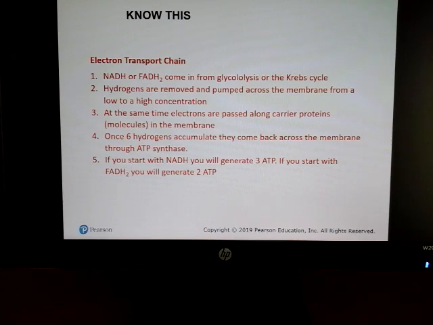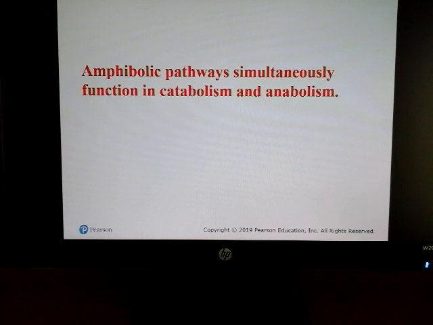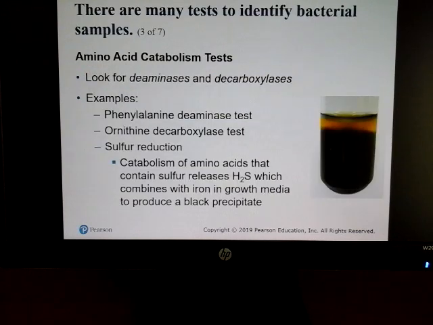Once you get 6, and that, guys, varies depending on whether you start with NADH or FADH2, could be 6, could be 10. But we're going to say, for testing purposes, once 6 hydrogens accumulate, they come back across the membrane through ATP synthase. And if you start with NADH, you will generate 3 ATP. And if you start with FADH2, you will generate 2 ATP. And please remember, amphibolic pathways simultaneously function in catabolism and anabolism.